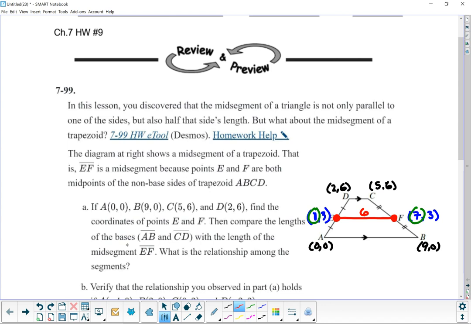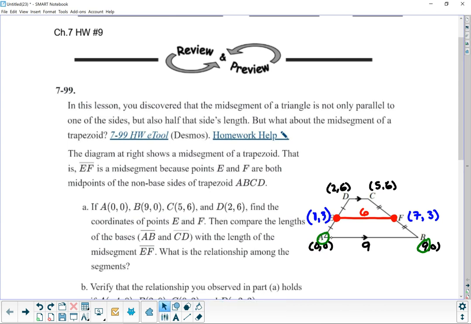And then I want us to compare the length of the bases. AB, how long is AB? Well, AB is a straight line, so it's flat as well. We're going to go from 0 all the way to 9. So guess how many that is? Yeah, it's 9. You count from 0 to 9, or 9 minus 0, you get 9.